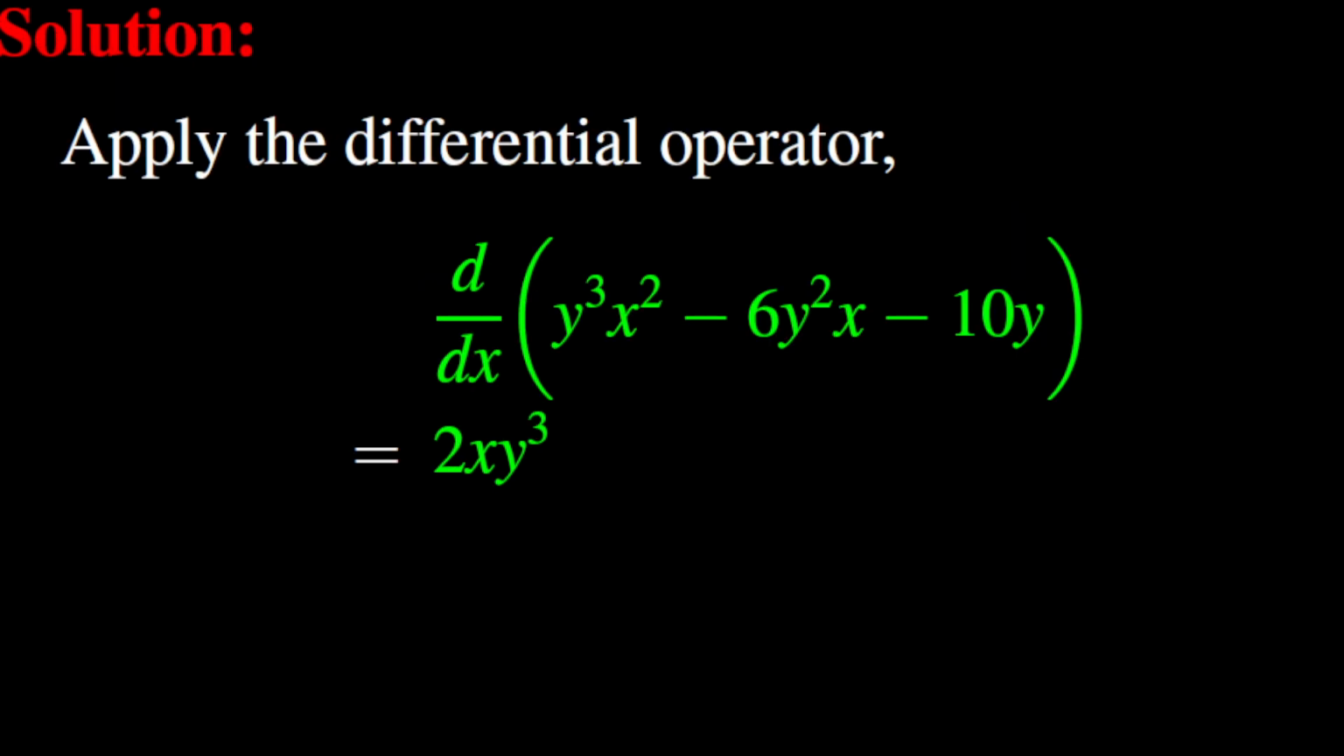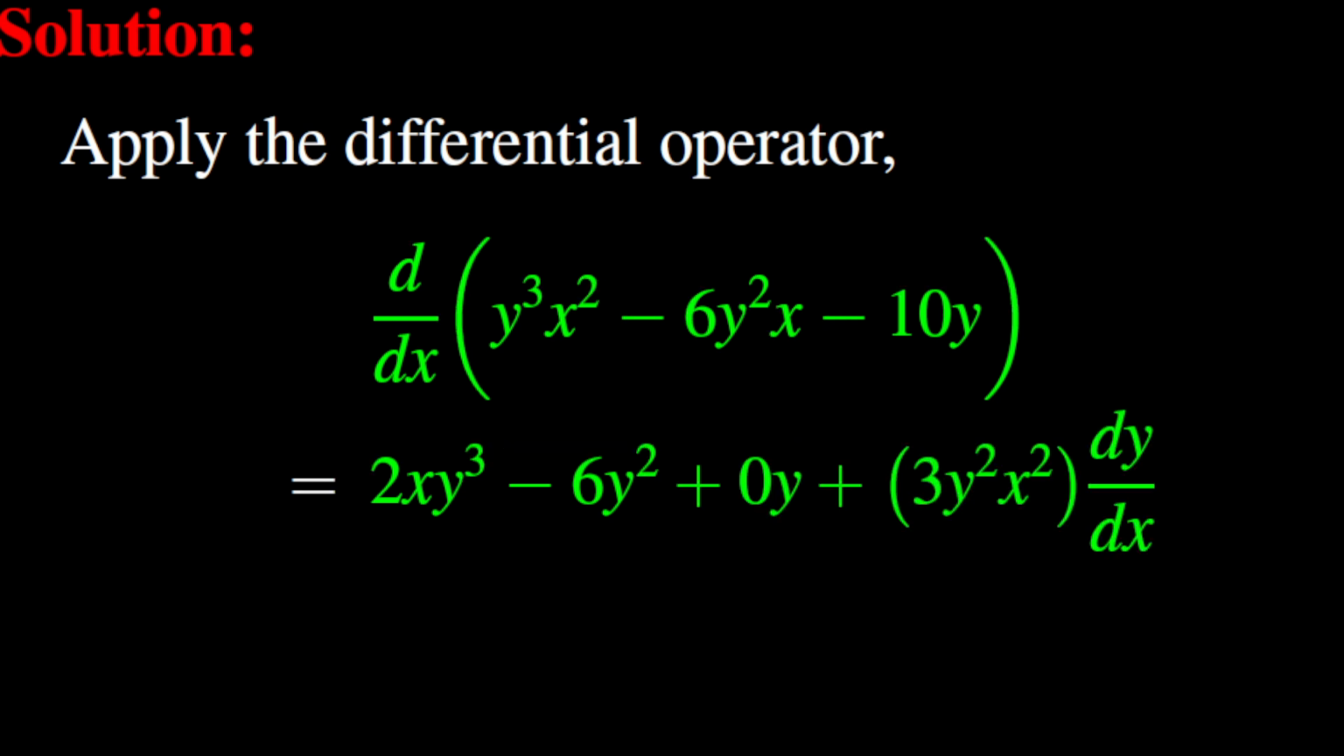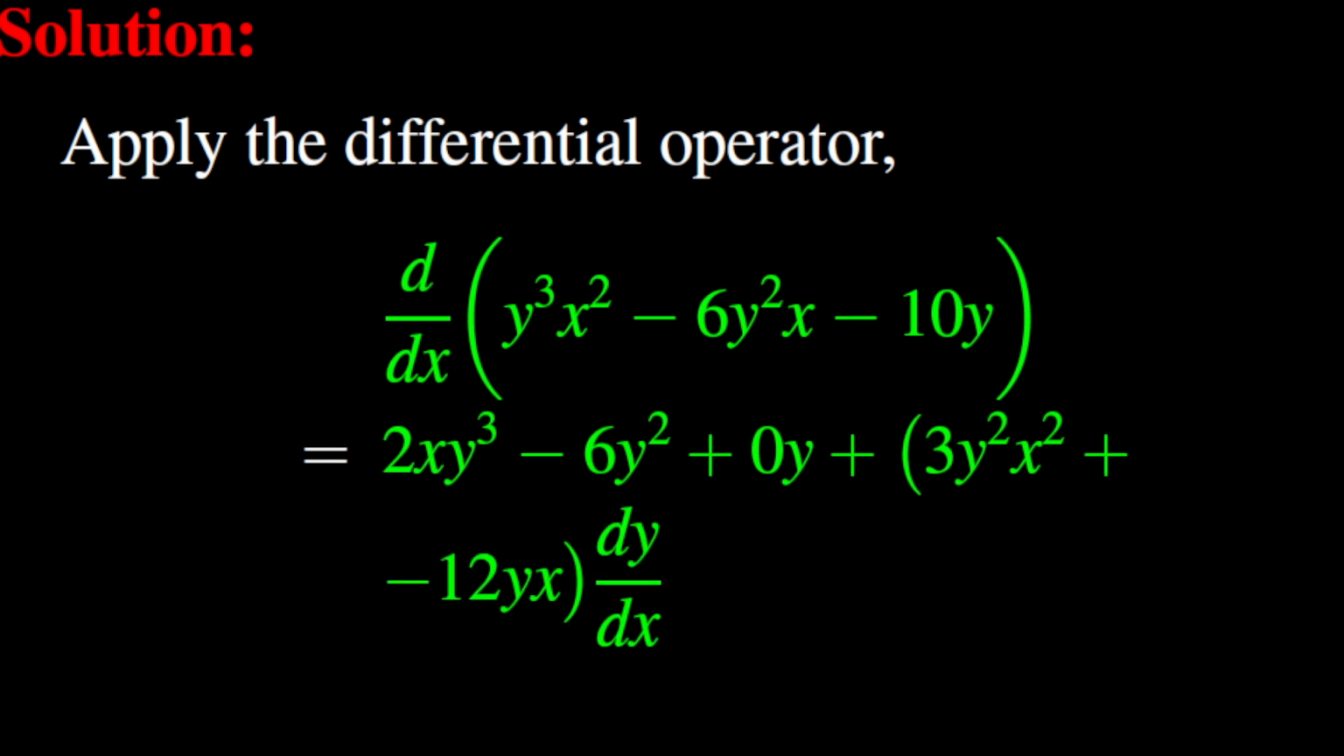Therefore, using the sum and difference rules, we add the derivatives of all these terms of the left-hand side of the equation and we group these derivatives in two groups, those that have common factor dx over dx and those that have common factor dy over dx. Then we factor out dy over dx and obtain 2xy cubed minus 6y squared plus 0y plus 3y squared x squared plus minus 12yx minus 10 times dy over dx.